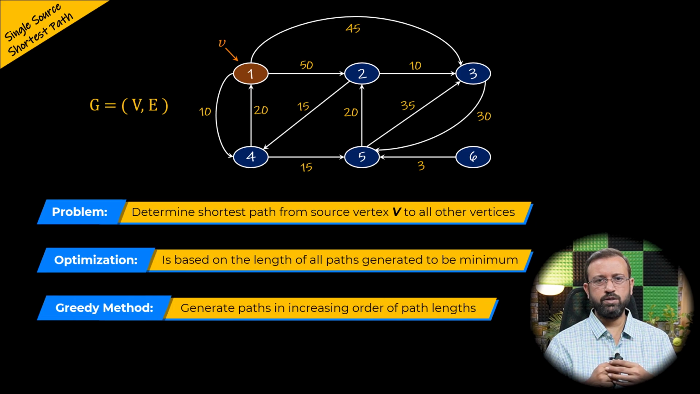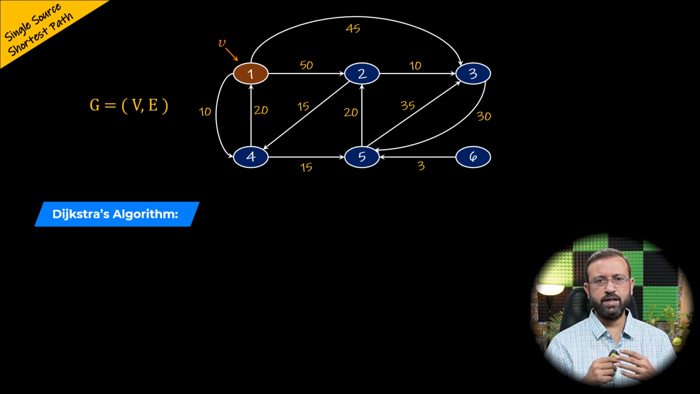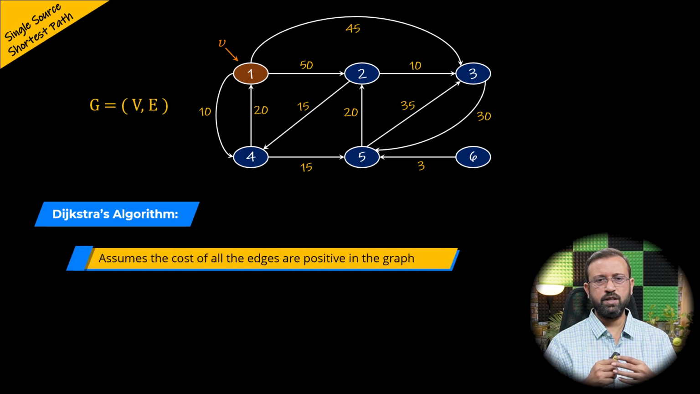The greedy way to generate the shortest paths from the source vertex to the remaining vertices is to generate these paths in non-decreasing order of path length. This problem can be solved by a greedy algorithm known as Dijkstra's algorithm. Dijkstra's algorithm is a greedy algorithm for solving the single source shortest path problem on a weighted graph in which the costs or weights of all the edges are non-negative. Dijkstra's algorithm will not work on graphs which have negative cost on edges.